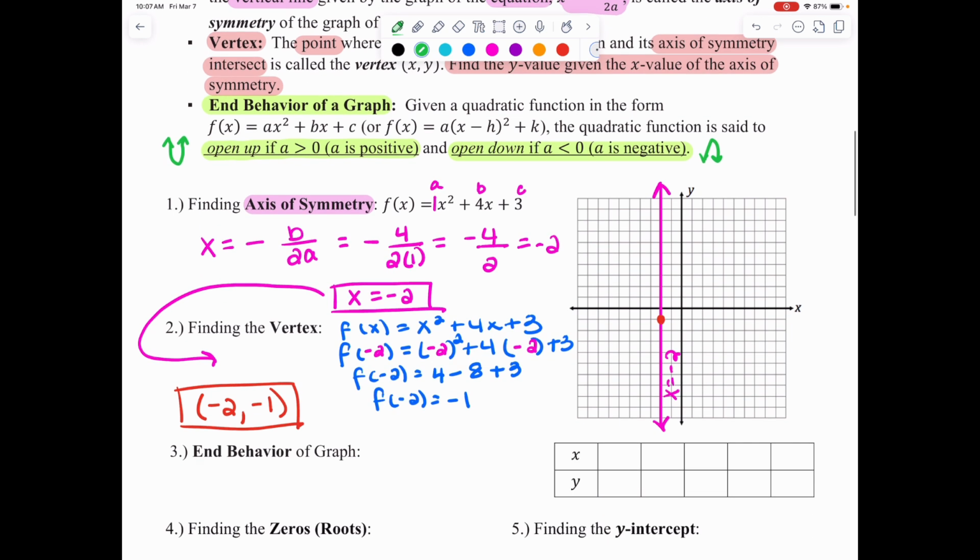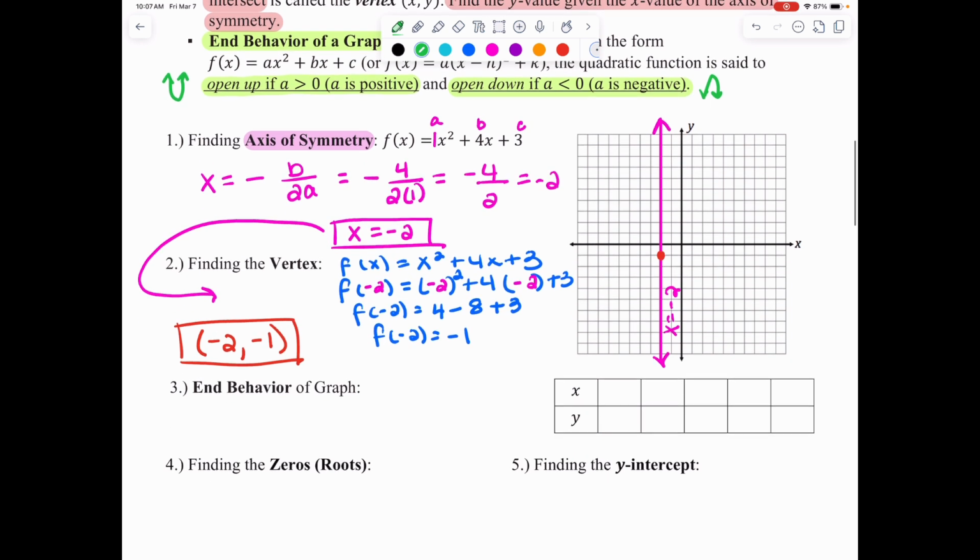So if I look at our equation, our a value was a 1. That means our a value is greater than 0, or in other words, positive. So that means our end behavior is opens up, and it's going to look U-shaped.